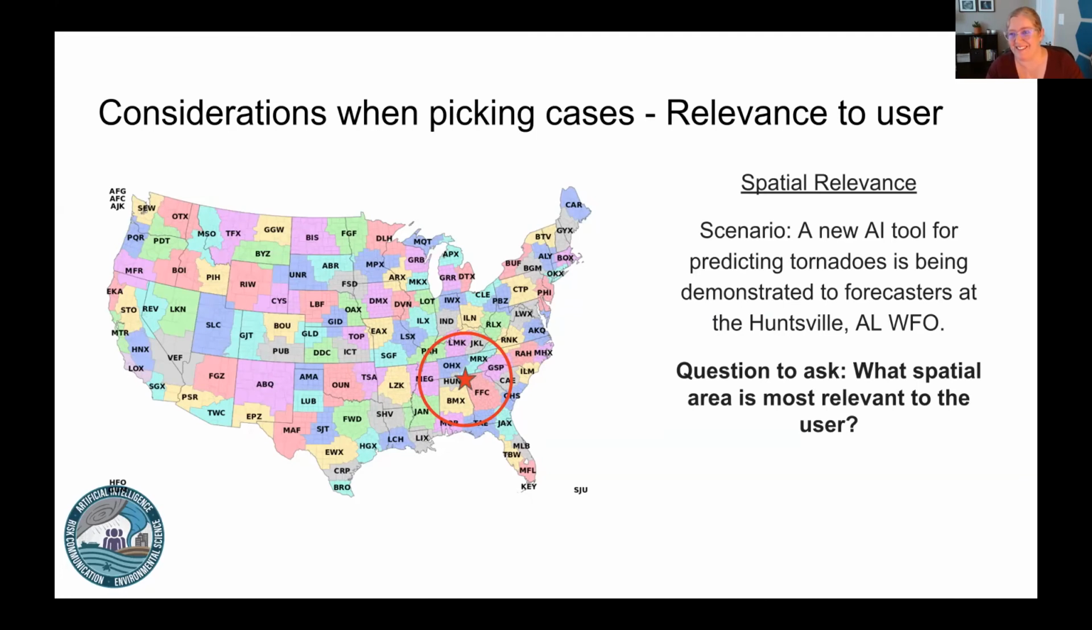This is particularly important in this case because the modes and the conditions under which tornadoes form in the Southeast are quite a bit different than those that occur in the plains. So once again, you really have to start knowing what the user does and what they need in order to pick the right cases for the job. Next slide.